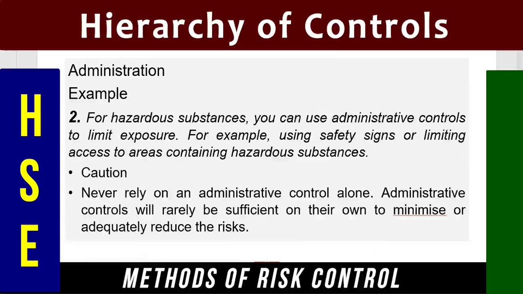The second example of administrative control might be for hazardous substances. You can use administrative controls to limit exposure, for example, using safety signs or limiting access to areas containing hazardous substances. But you have to remember, never rely on an administrative control alone. Administrative controls will rarely be sufficient on their own to minimize or adequately reduce the risks.